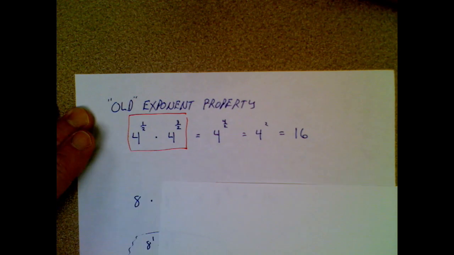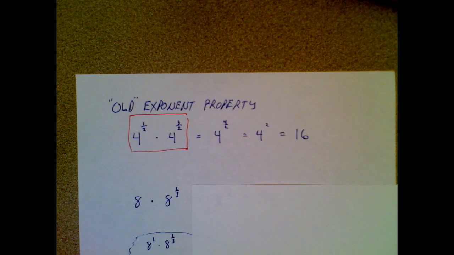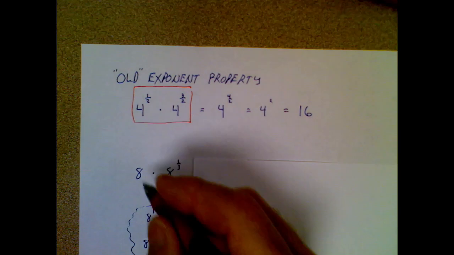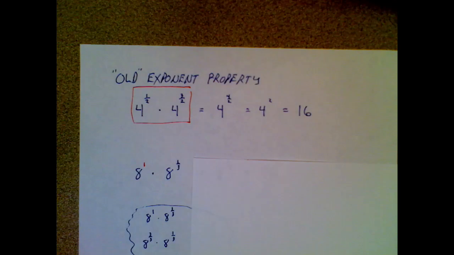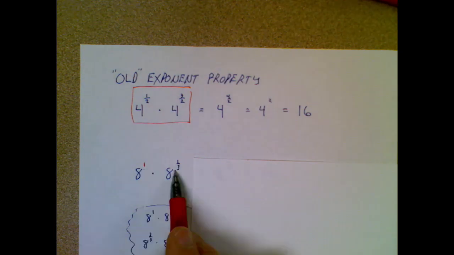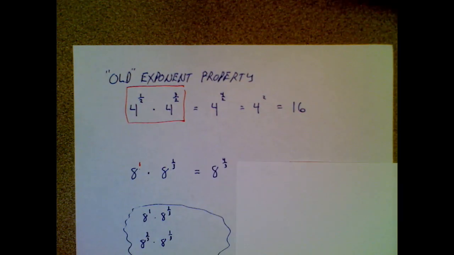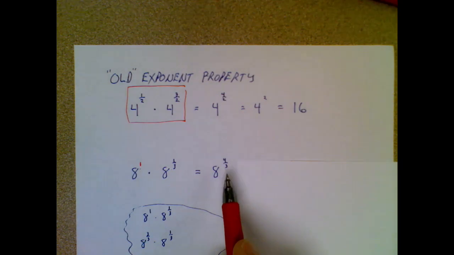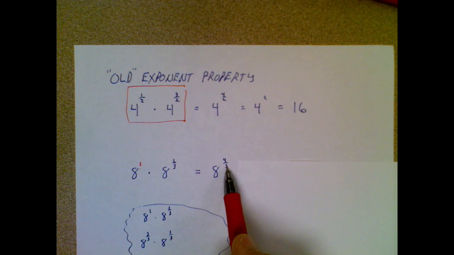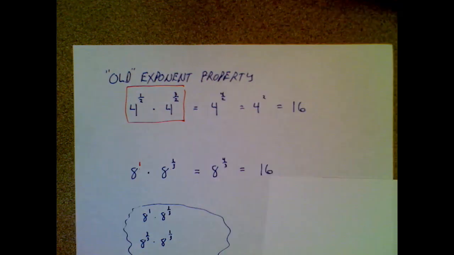Check out this one. 8 times 8 to the 1/3. I would assume that you know there's a 1 there, and you can write that 1 there. So now if I'm multiplying, I add my exponents. 1 plus 1/3 is 4/3. 8 to the 4/3 power. 3 is the root, so the third root of 8 is 2. 2 to the 4th power is 16.